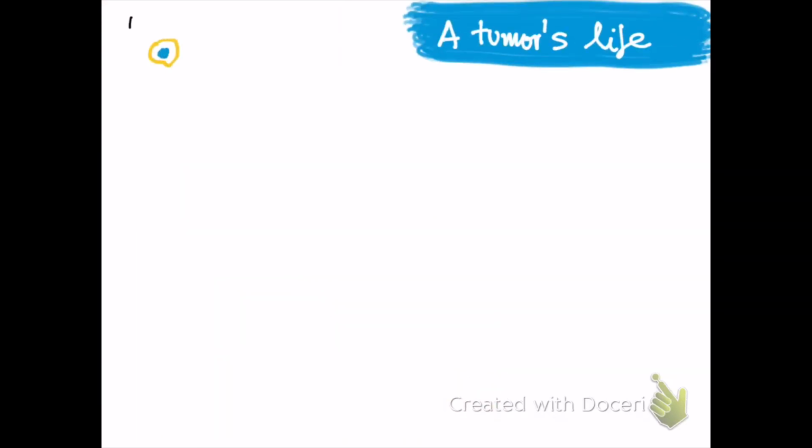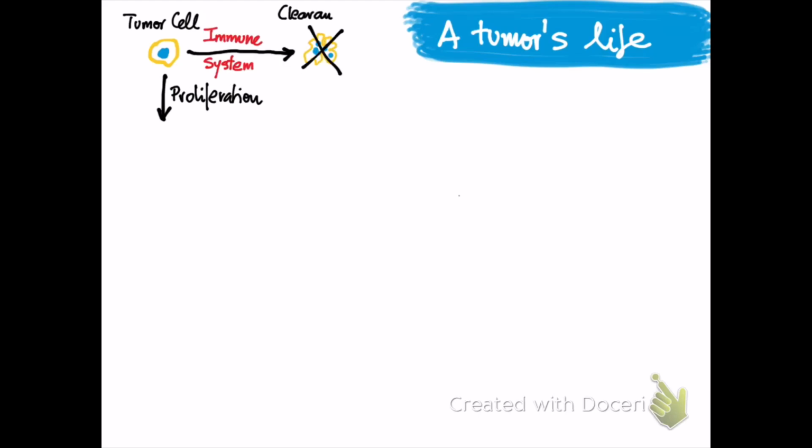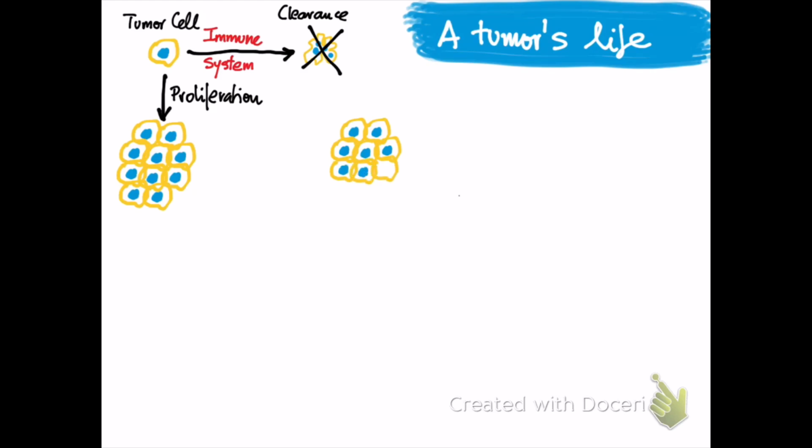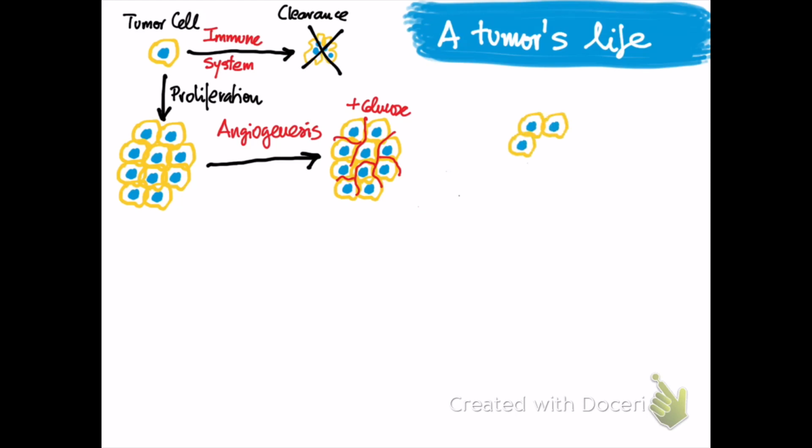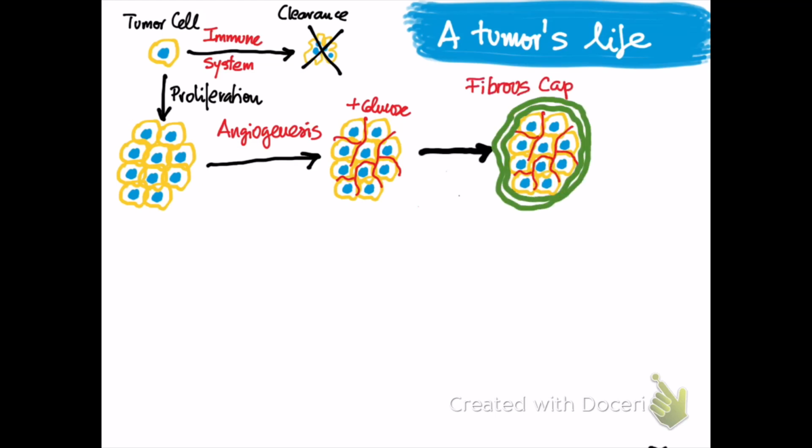All genes whose mutation cause cancer are called oncogenes. The immune system can generally kill a newly produced tumor cell. However, excessive proliferation generates a primary tumor, which through an angiogenesis process increases the number of blood vessels that supply glucose to the tumor. And finally, it is surrounded by a fibrous layer that protects against the immune system cells. This is the fibrous cap.